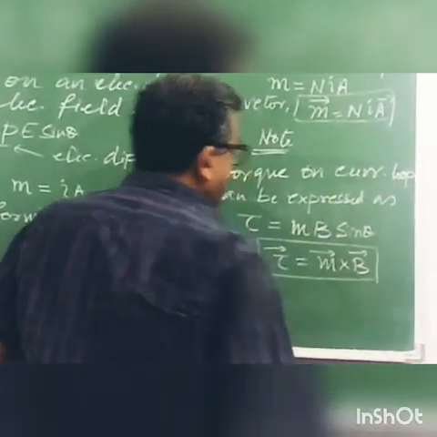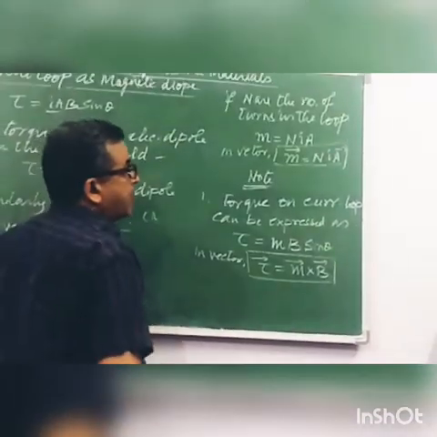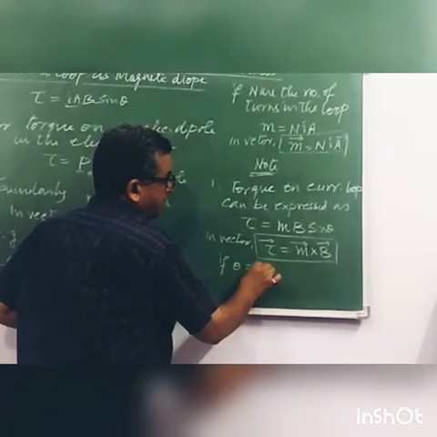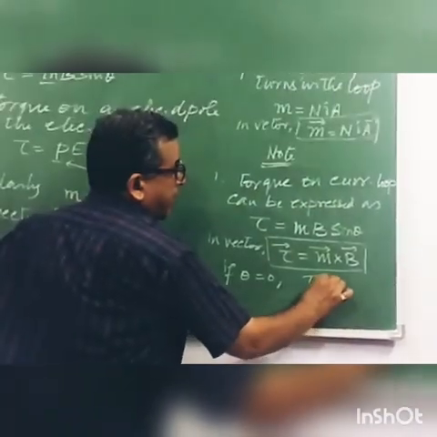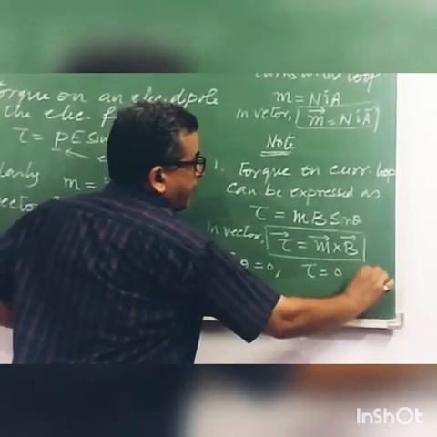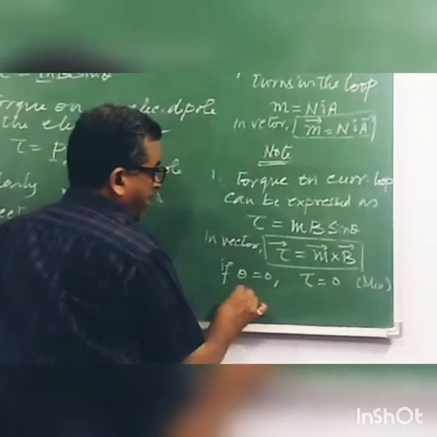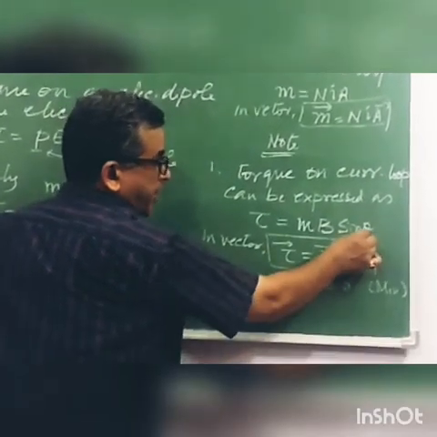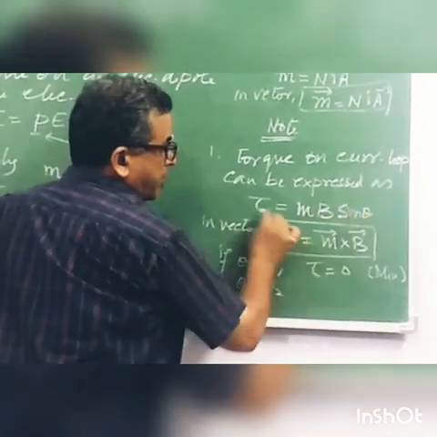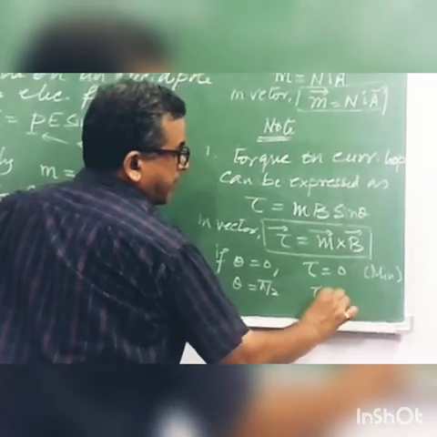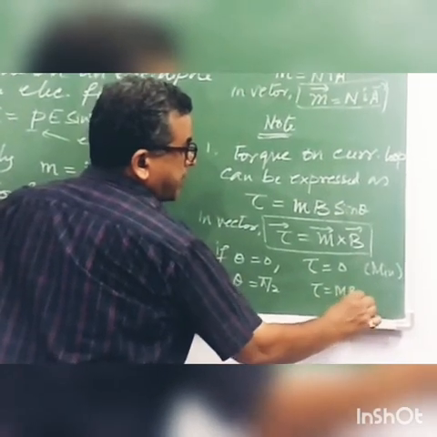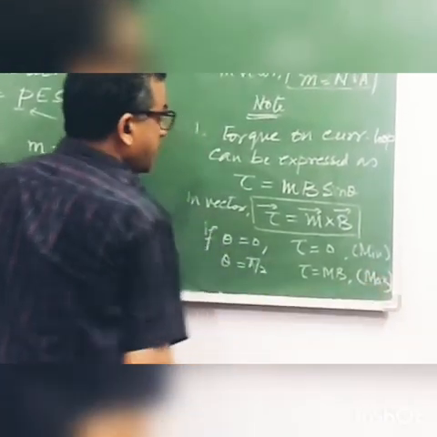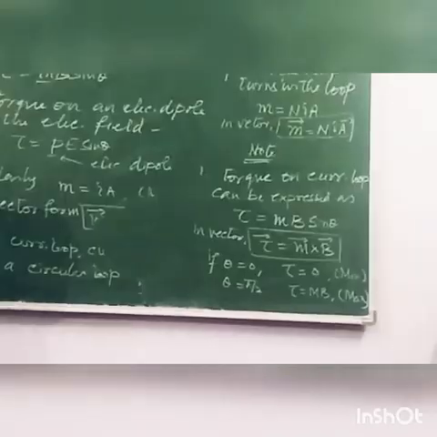So this is the torque on the current loop in the magnetic field. If theta equal to 0, this torque is 0 and this is the minimum value. If theta equal to pi by 2, sin 90 is 1, so tau equal to MB. And this is the maximum value of the torque.